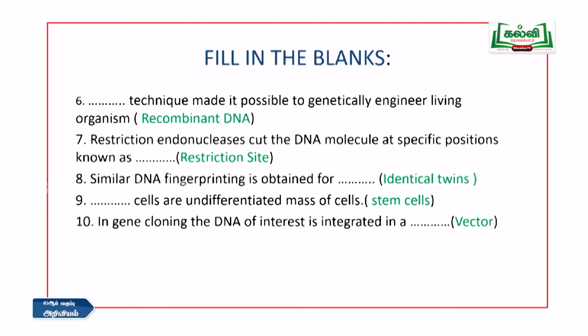Question number 8. Similar DNA fingerprinting is obtained for dash. Think of the answer correctly and write it: identical twins. Question number 9. Dash cells are undifferentiated mass of cells. Stem cells. Actually, we want to write stem only. Stem cells are undifferentiated mass of cells. Question number 10. In gene cloning, the DNA of interest is integrated in a dash vector. So, fill in the blanks as they come in the examination, either as 2 mark questions or 1 mark questions. Mostly it will be asked in 2 mark questions only. Okay, read carefully. Next, true or false?